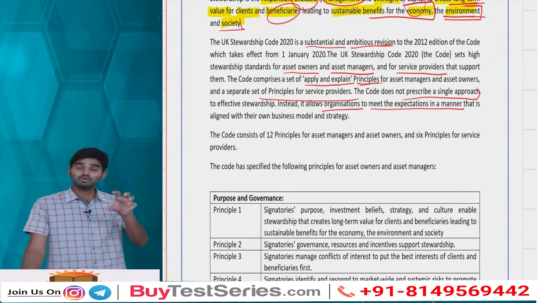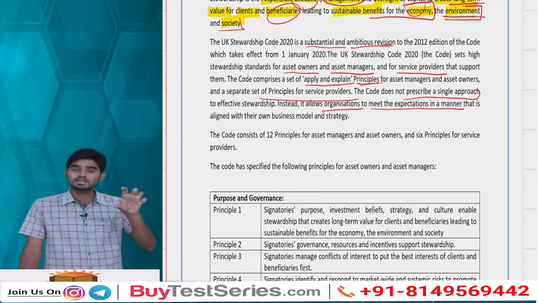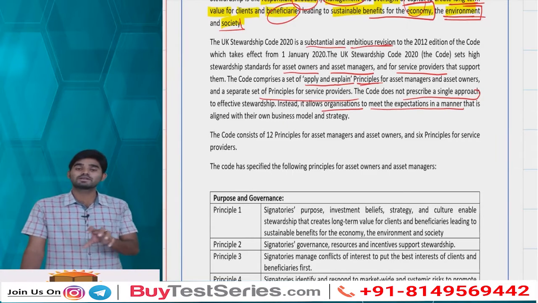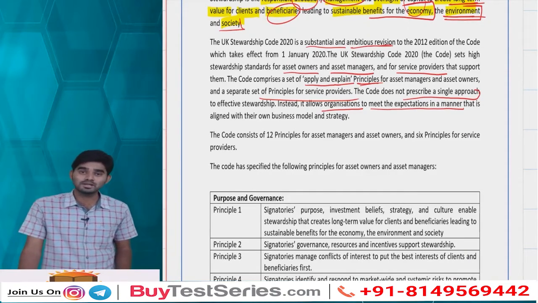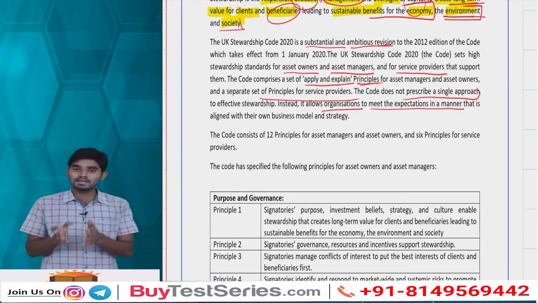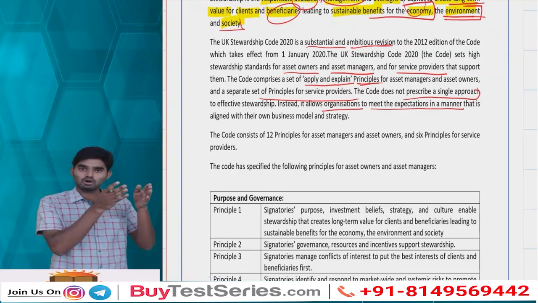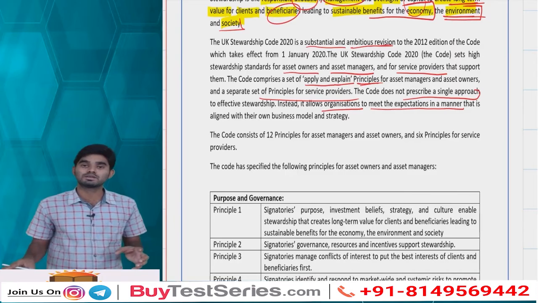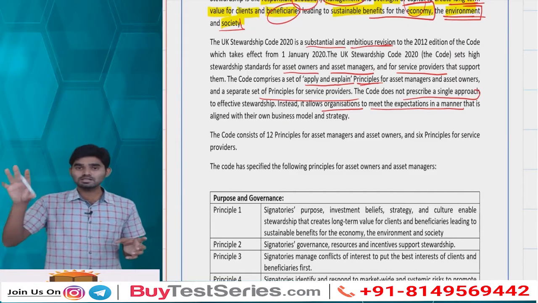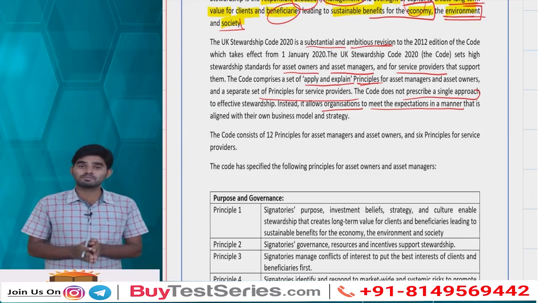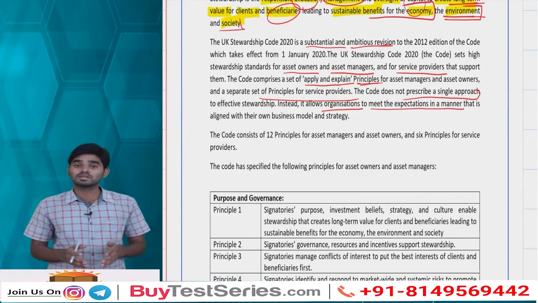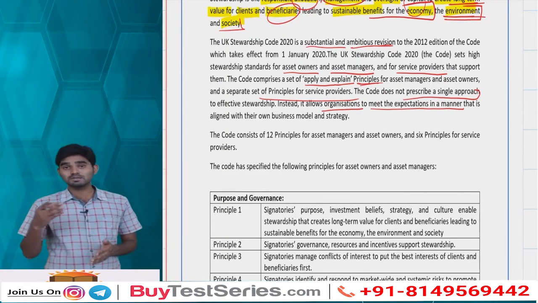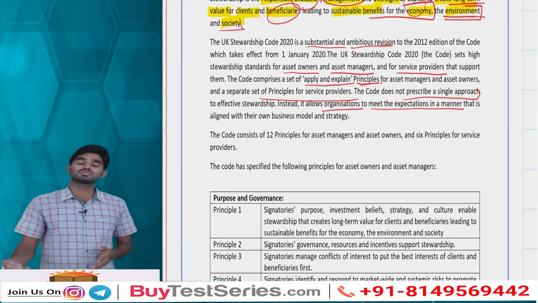So the code doesn't provide or prescribe a single approach or a thumb rule for how you're going to effectuate your stewardship rules or duties. Rather, it says that you should align your business objectives and goals with your stewardship theory. Align these principles to the business objectives. Then, in a parallel manner, your economic development will happen while you comply with these principles. At the same time, your growth will also happen.